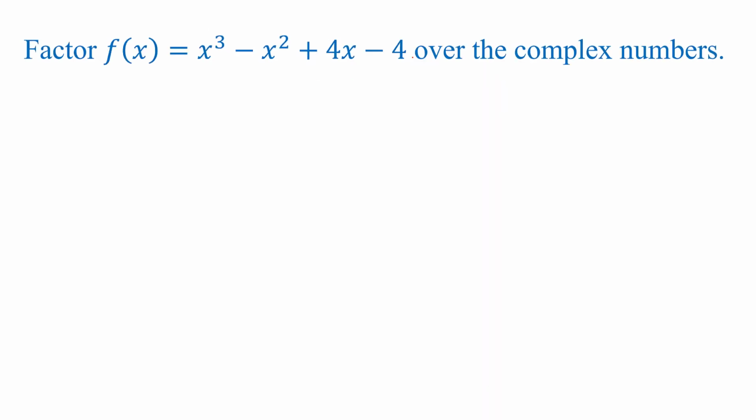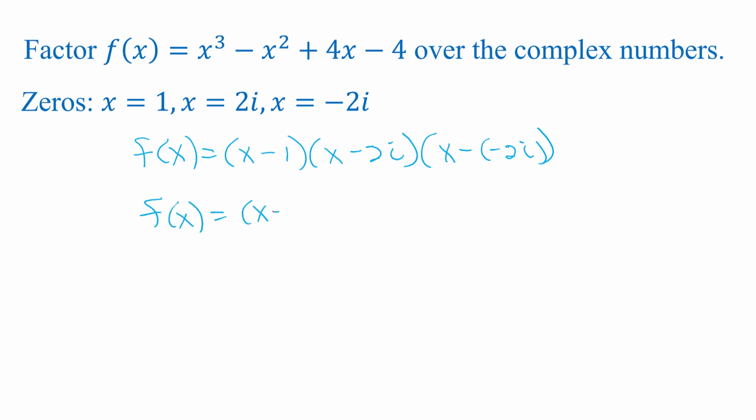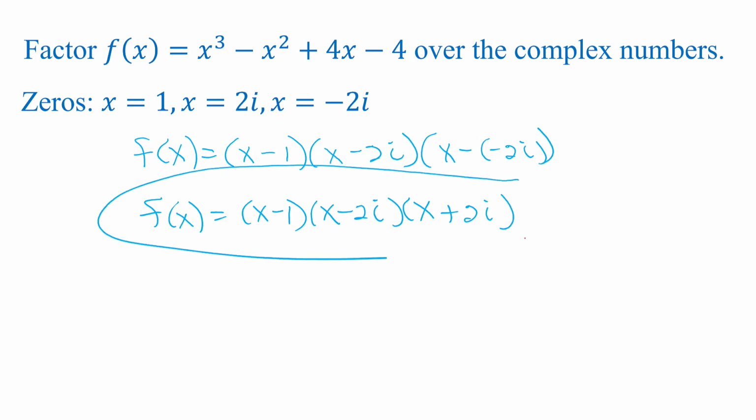Now, to factor f of x over the complex numbers, we note these zeros that we found of 1, 2i, and negative 2i. We can factor over the complex numbers by simply writing f of x as x minus, remember, if 1 is a zero, x minus 1 is a factor. If 2i is a zero, x minus 2i is a factor. If negative 2i is a zero, x minus negative 2i is a factor. So we have f of x equals x minus 1 times x minus 2i times x plus 2i. And we have factored over the complex numbers.